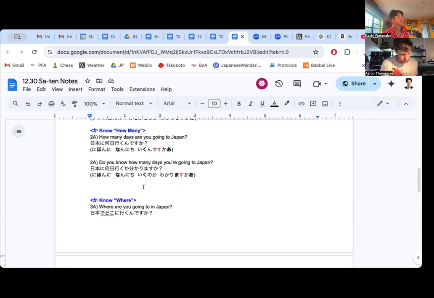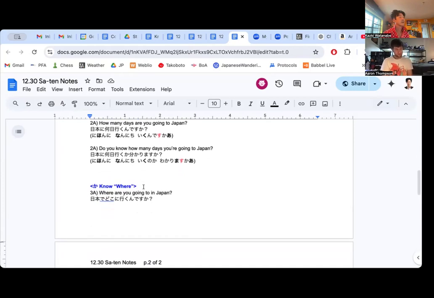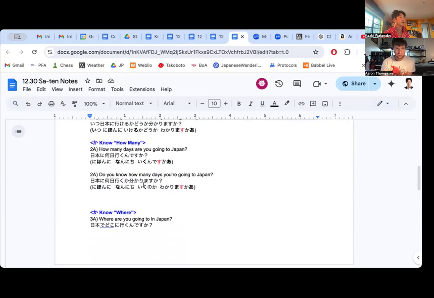You remember the English sentence? Do you know how many days you're going to? You know how many days you're going to Japan? Okay. So what's the sentence for how many days are you going to Japan?